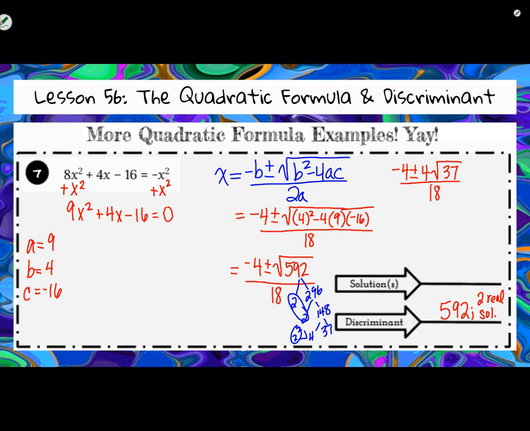Okay, so we're looking at negative 4, 4, and 18. What can we divide all of those by evenly? We can divide by 2. So negative 2 plus or minus 2 square roots of 37 all over 9. And that's our solution right there. There's two real solutions, and that's where they're located, at negative 2 plus 2 square roots of 37 over 9 and negative 2 minus 2 square roots of 37 over 9. One gets the plus, other gets the minus.